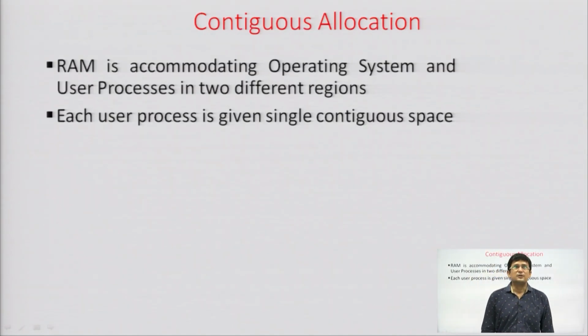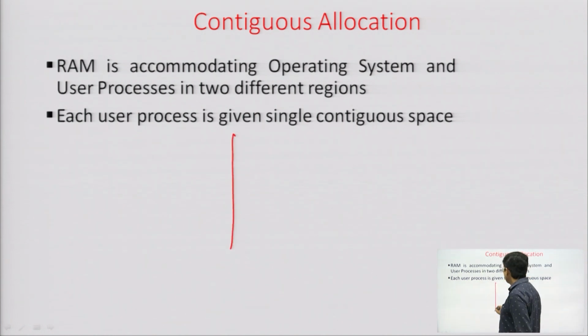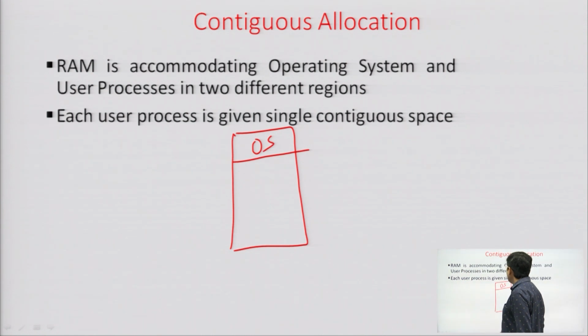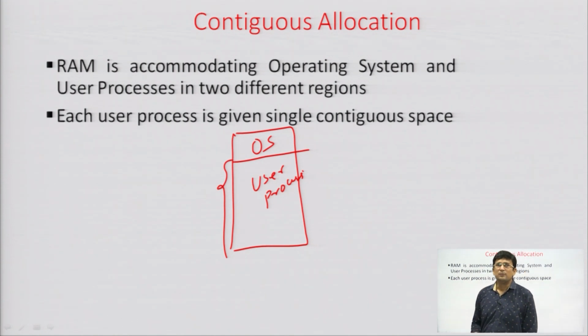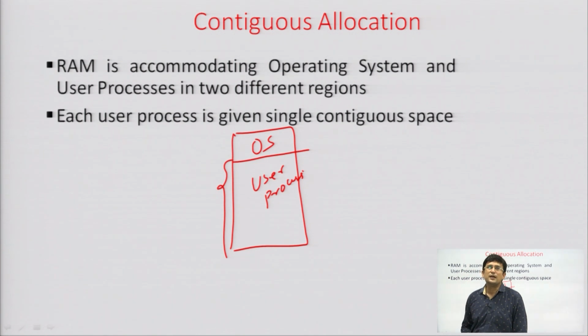We now discuss the contiguous allocation schemes. The contiguous allocation scheme says that you have the main memory, and in main memory there will be two regions. One is the OS region and the other one is the user process region. In the user region you can put as many processes as possible, but the first scheme says that you should store each process in a contiguous region only.